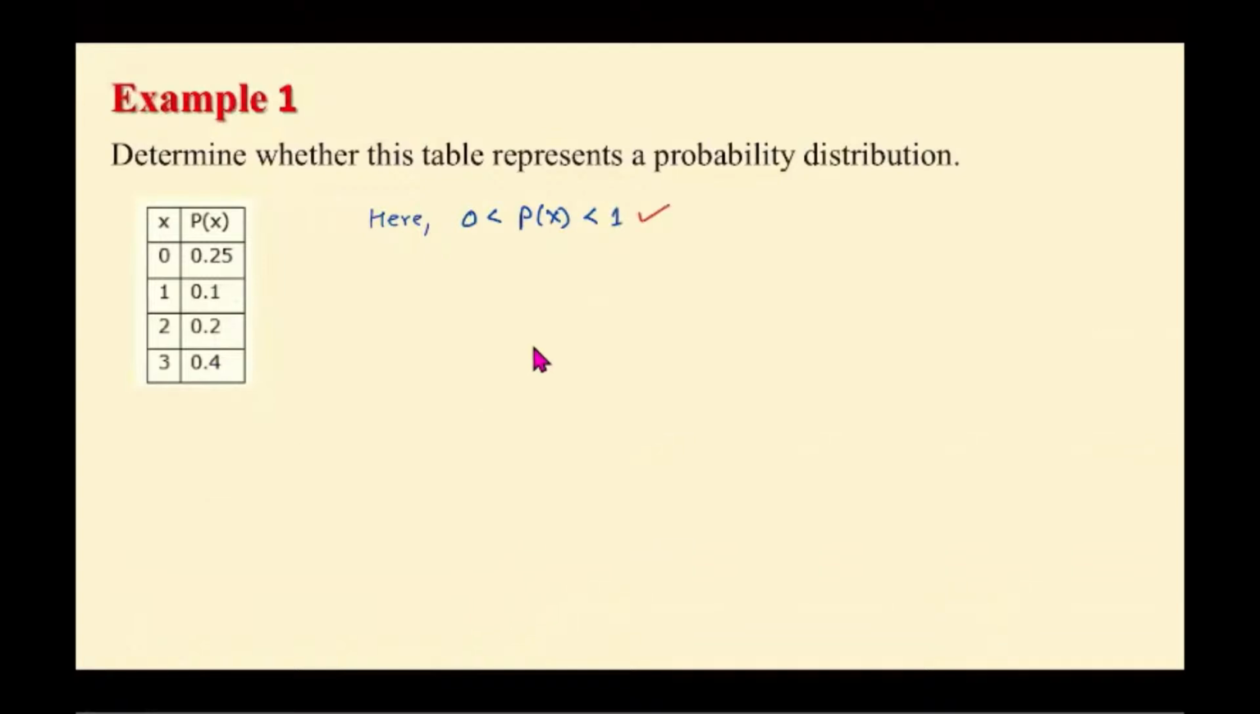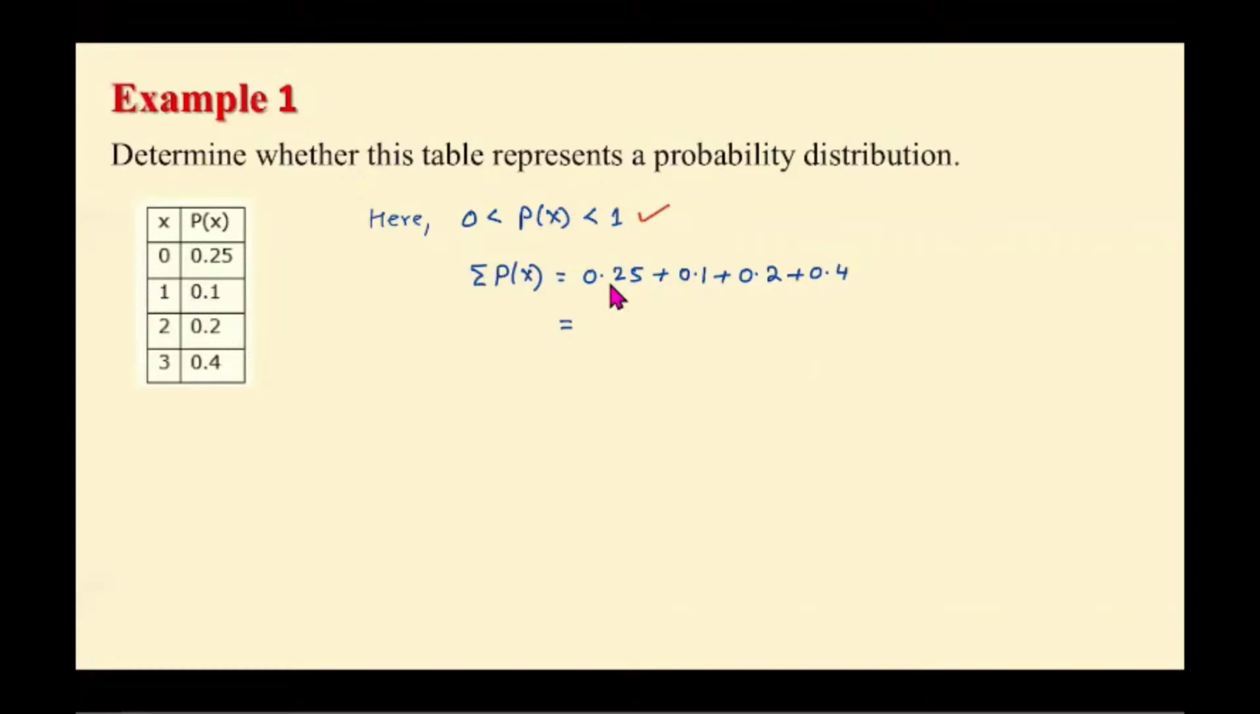Now we need to look at the second one. We need to find the sum of all probabilities, which is 0.25 plus 0.1 plus 0.2 plus 0.4. If we add all these, 0.4 plus 0.2 is 0.6, 0.6 plus 0.1 is 0.7, plus 0.25 is 0.95.